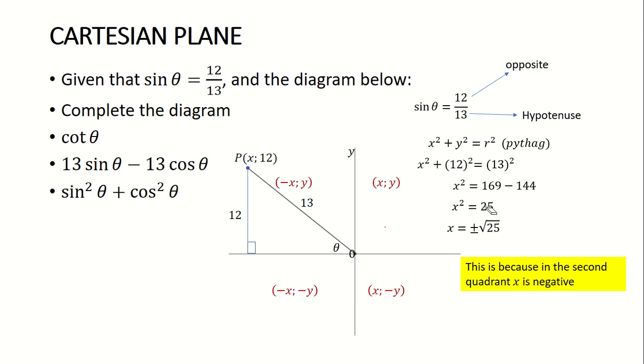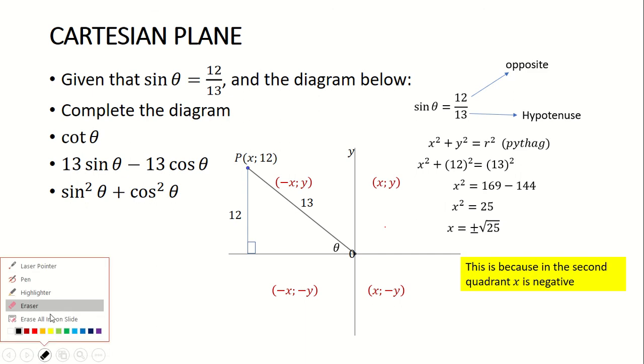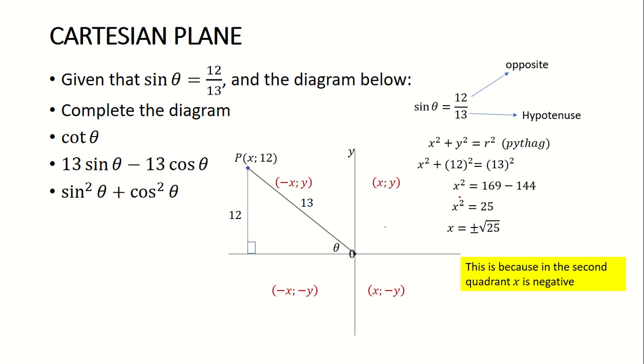169 minus 144 will give you 25. For you to solve for x, you'll have to square root both sides. When you square root both sides, you will have plus or minus on the right hand side. So if I square root both sides here, I will have plus or minus the square root of 25. But my x value here will simply be negative because it is in the second quadrant, guys.